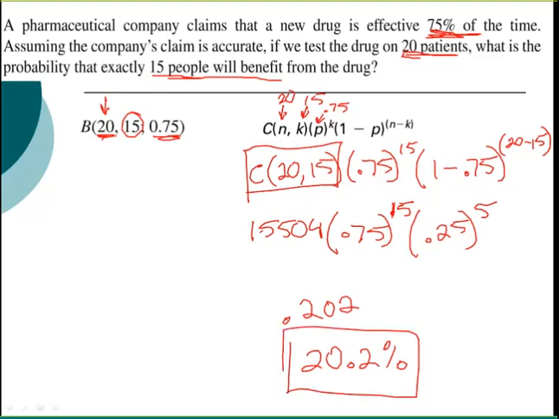And that could be because it's more likely to have actually more of the people, I don't know, overall, but here 15 people will benefit is 20.2% to have exactly only that number happen. Okay, so it'll change. You would have a different answer for exactly 14 versus exactly 16 people benefiting from the drug. We would just do this over and over a few times.